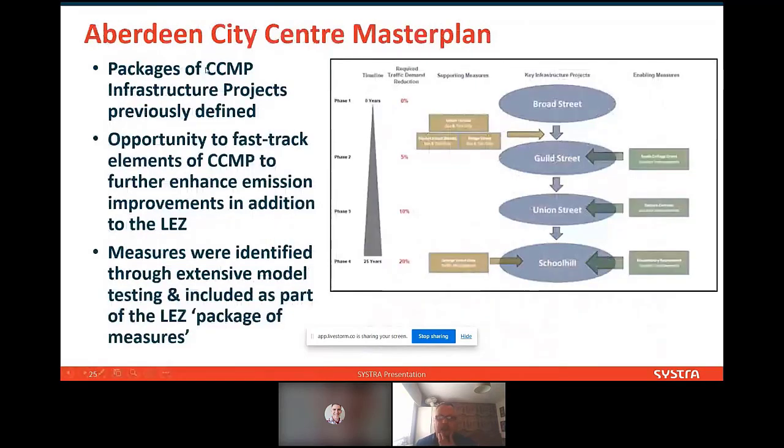Again, this slide's saying exactly the same thing. There's different projects within the master plan. So we did an extensive amount of testing of different combinations of the low emission zone and different infrastructure projects. And we came up with a package of measures effectively fast tracking elements of the master plan to be part of the low emission zone.